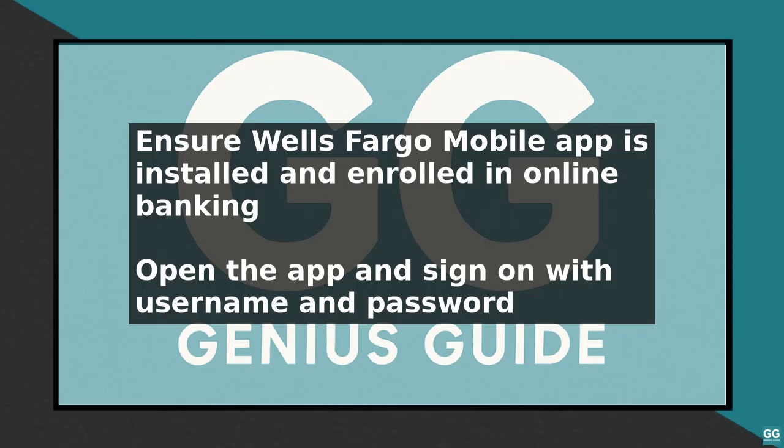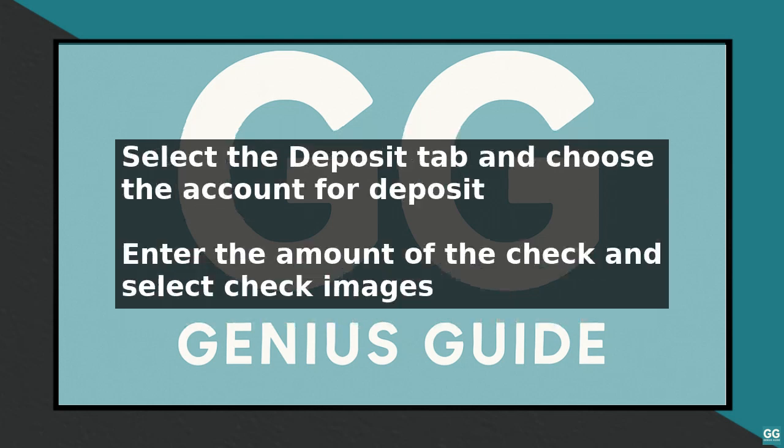Next, select the Deposit tab at the bottom of the screen and choose the account where you want to deposit the check. You will then need to enter the amount of the check and select the front and back of the check to take a picture of it using your device's camera.